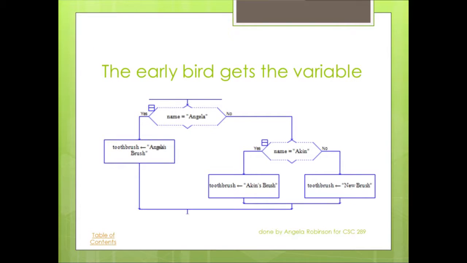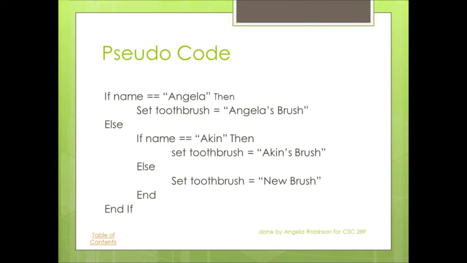To avoid getting the wrong results, we nest the second if statement into the first one in the else section or no side. Here, I show how that looks in the Raptor flowchart. Here is the pseudocode for the nested statement. Again, take note of the indentations to show what statements belong to which if statement.